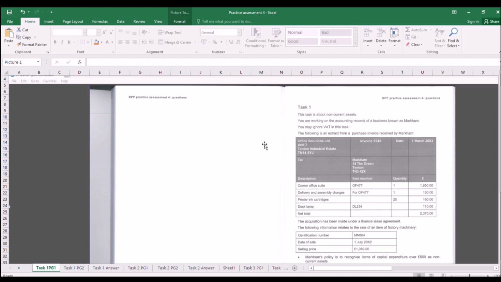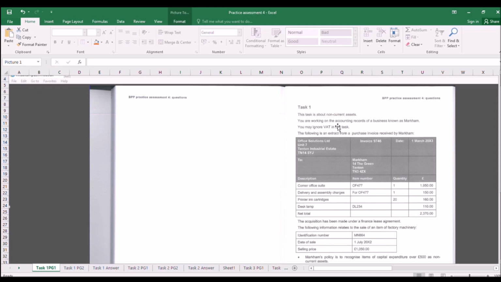Okay, right, so task 1. This task is about non-current assets. A better word for non-current assets is fixed assets. These are assets that are going to be used by the business over the long term. So we've got things like computers and furniture and cars and what have you, land and buildings. Tangible fixed assets in particular is what we're going to have. AAT likes to call them non-current assets. The rest of the world calls them fixed assets.